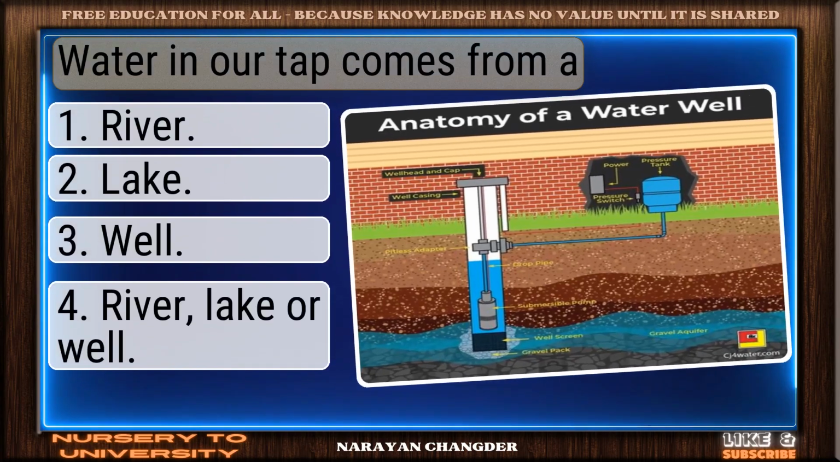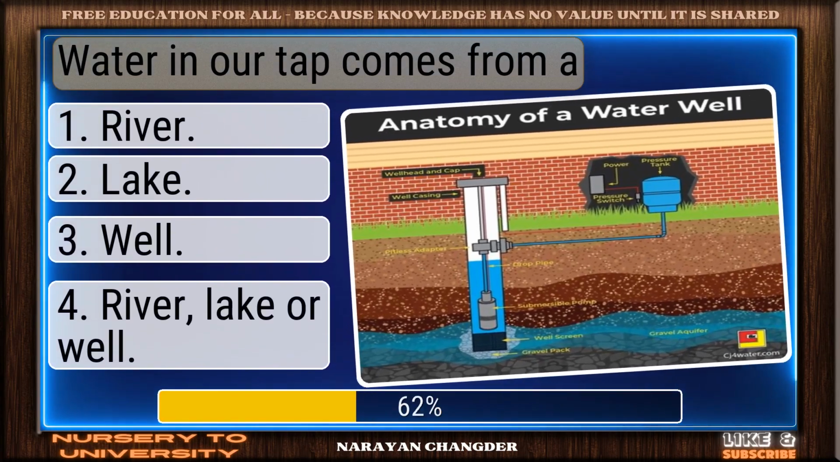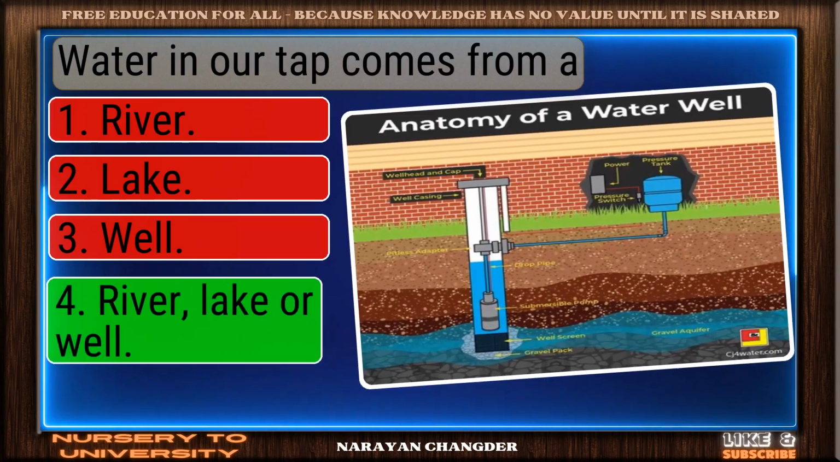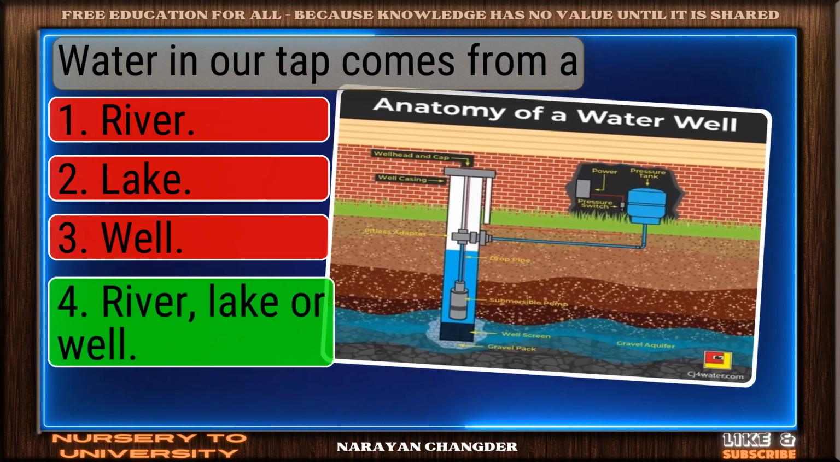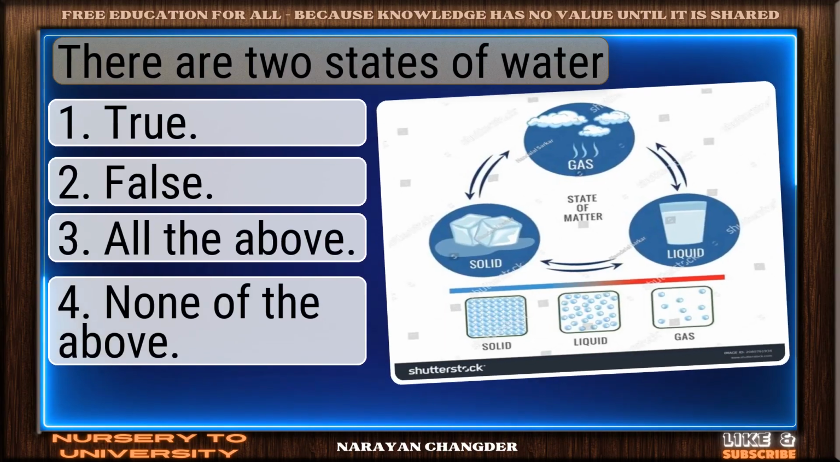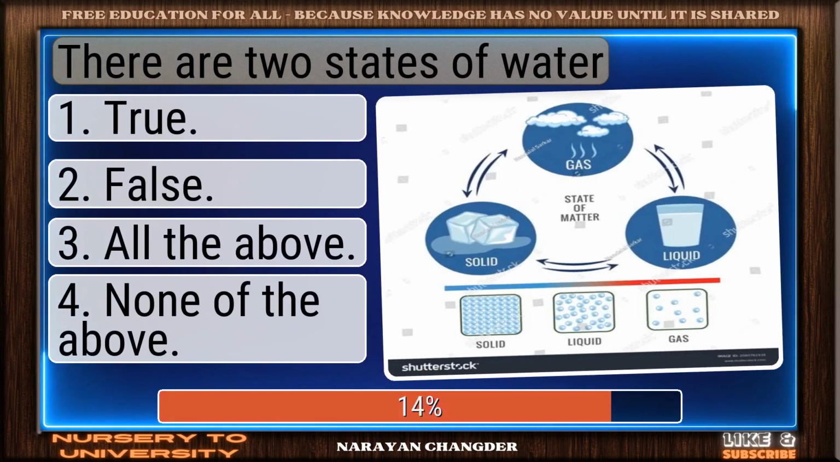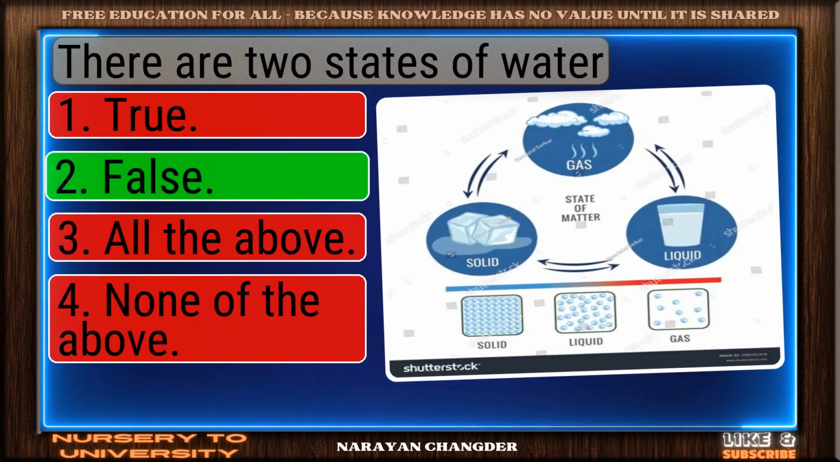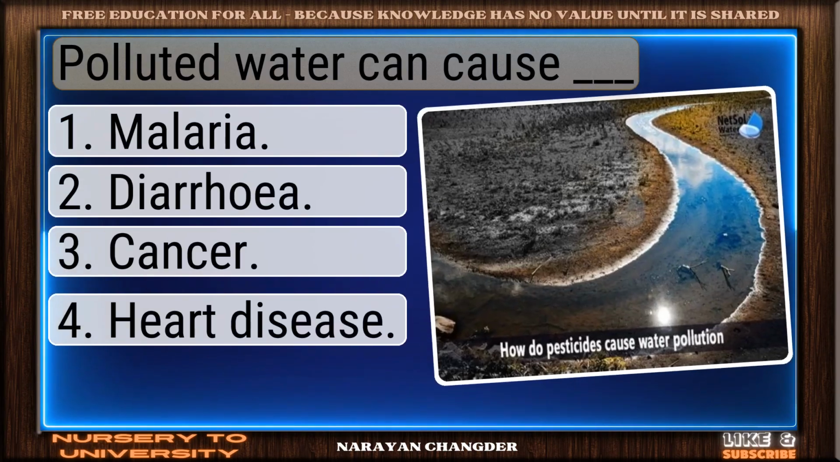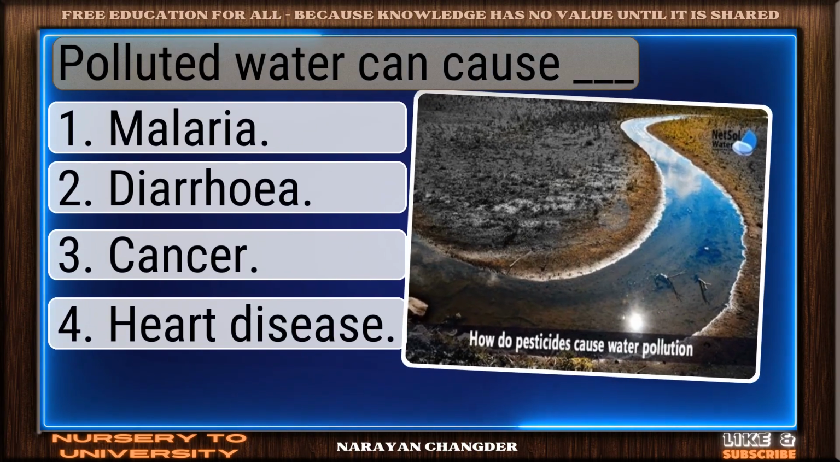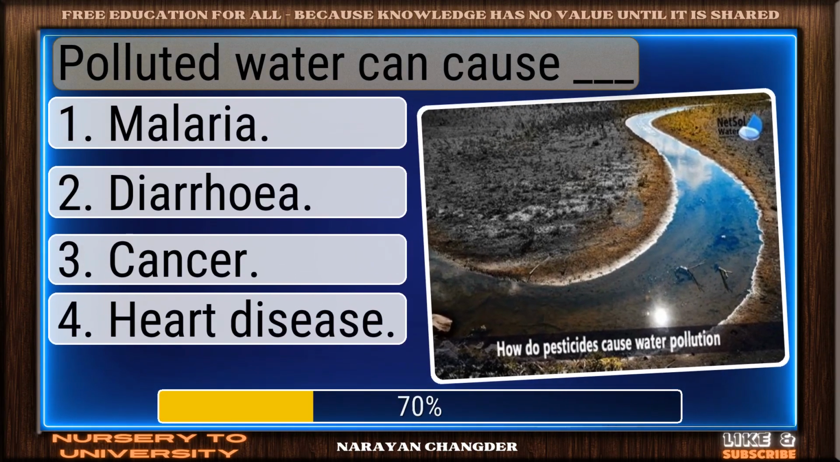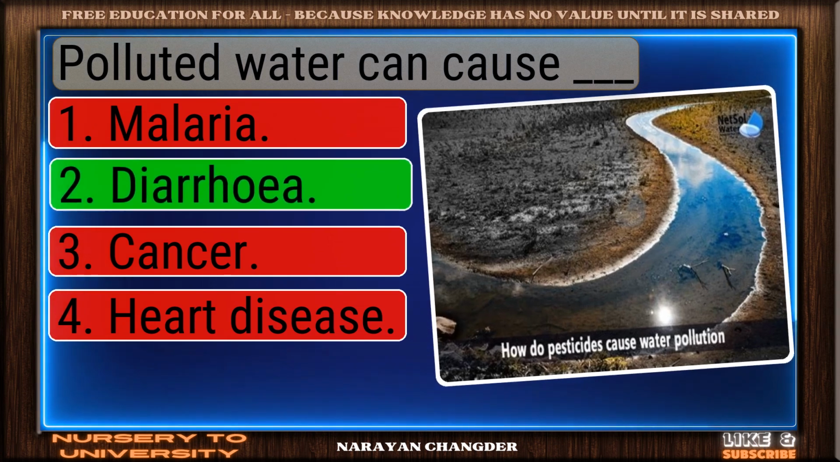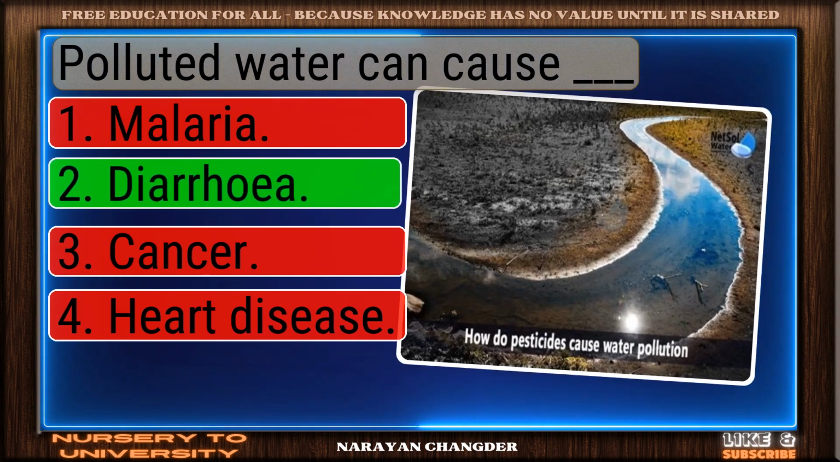Water in our tap comes from a. Well done. River, lake, or well is the right choice. There are 2 states of water. Sharp thinking. False is the right choice. Polluted water can cause dash. Perfect. Diarrhea is the correct choice.